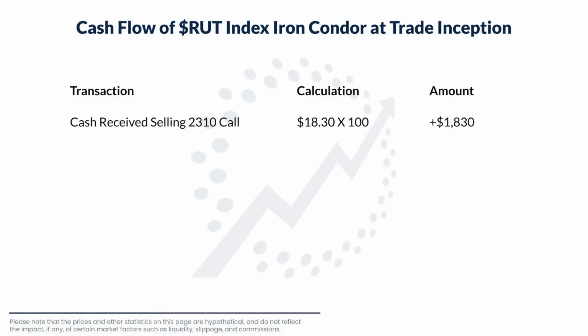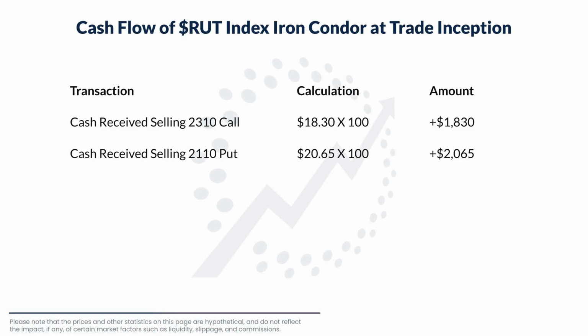And so let's first focus on what has just happened from a cash flow perspective when we enter an iron condor. And so starting with the 2310 call we sold, we got a price of 18.30 for that call. But remember, each index option pays off at a rate of $100 per point that the index closes beyond the call strike price on the day it expires. So we multiply that price by 100. And so the total cash income from selling that call is $1,830, as you can see from the calculation.